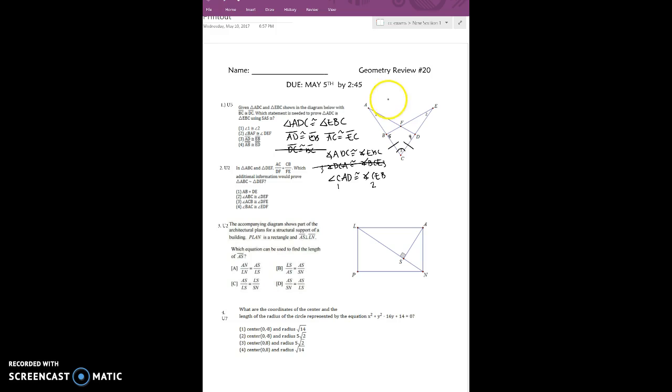Now, if I'm going for side, angle, side, that means the angle has to be between two sides. I already have a side and an angle. I'm not going for another angle then. So I'm going to go ahead and cross off choice 1 and 2. I'm not looking for an angle at this point. So now what I have to do is I have to take a look at these triangles.